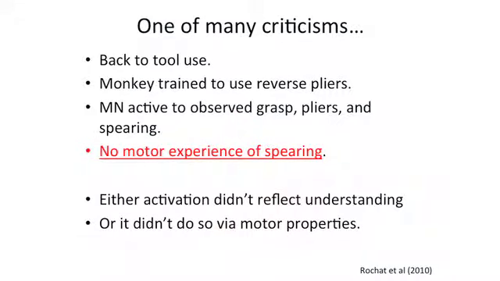The point is, if it's necessarily the case that action understanding relies on motor representations, then the firing of these mirror neurons can't have been action understanding, because they didn't have the motor program. Or, if the firing does represent action understanding, then it can't be based on motor properties, because the monkey doesn't have the motor program for spearing.